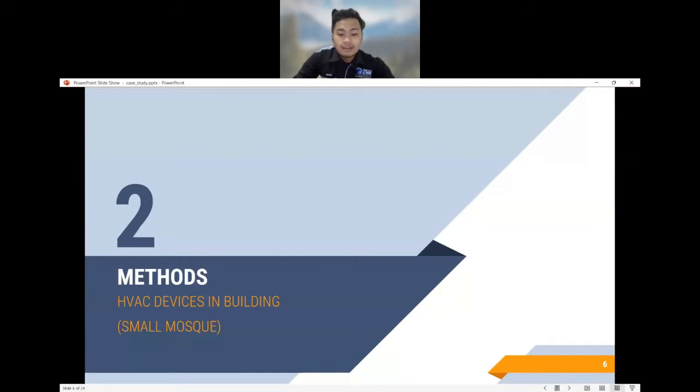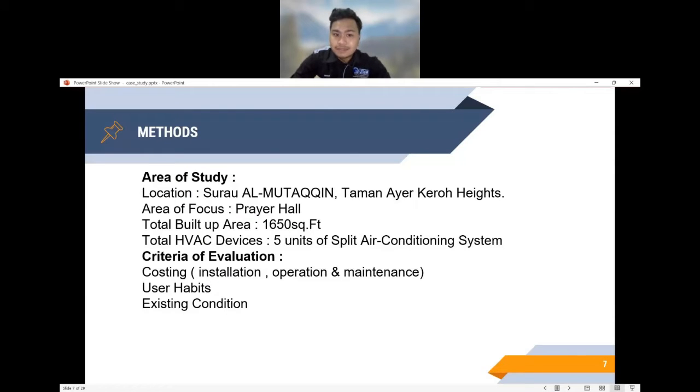After that, I'll move to the method. The method for the case study is that we need to go to the place that was given, and for our group, we got a small mosque. For the area of the case study, we went to Surau Al-Muttaqin at Taman Aikro Heights. The area that we focus on is the prayer hall. The total built-up area is 1,650 square feet, and the total HVAC devices are 5 units of split air conditioning system.